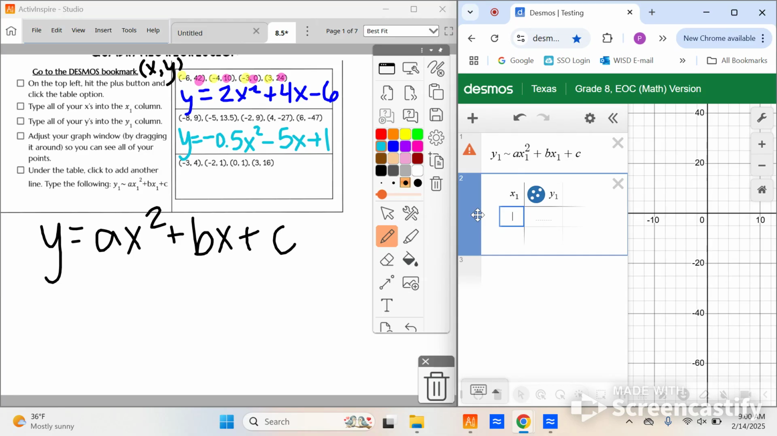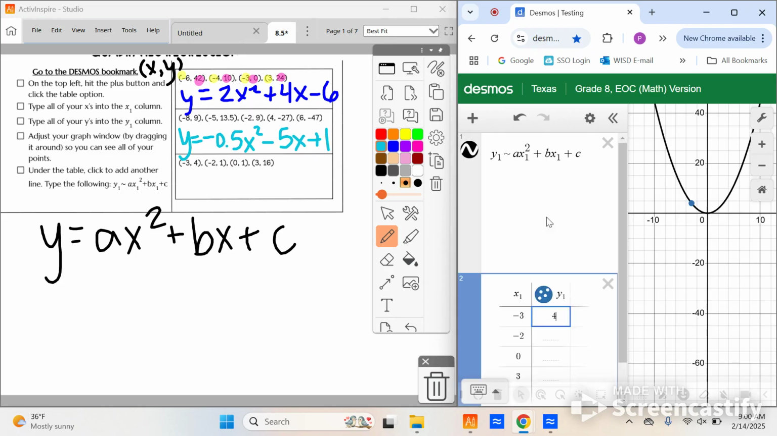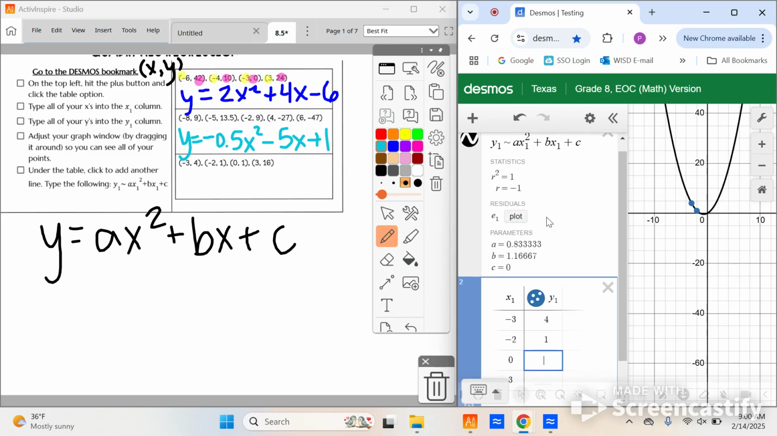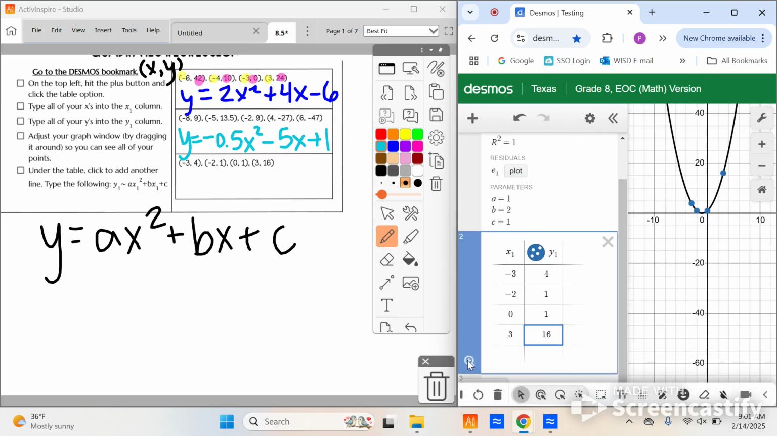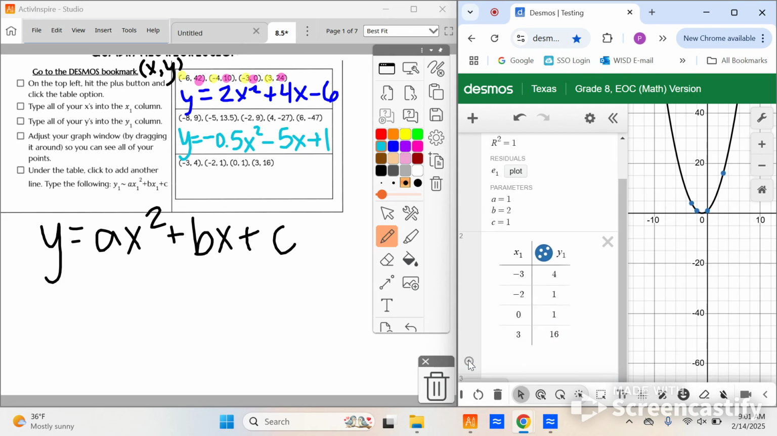So my x values are negative 3, negative 2, 0, and 3. My y values are 4, 1, 1 again, and 16. Now, I still want to be able to see all my points, so I'm going to press the magnifying glass for zoom fit. And you can see them all here, and it's giving me my a, b, and c value.